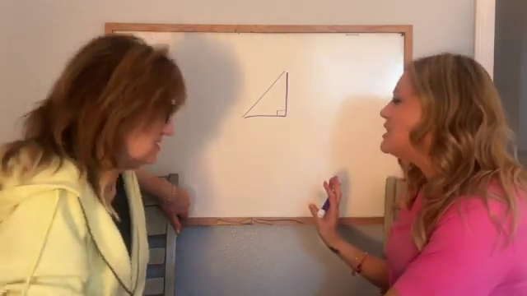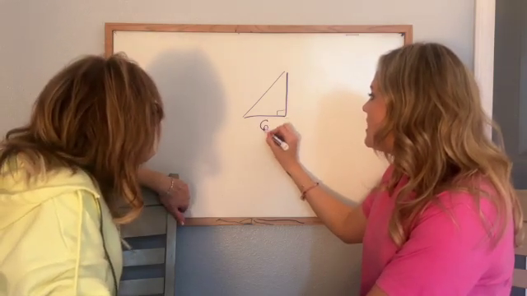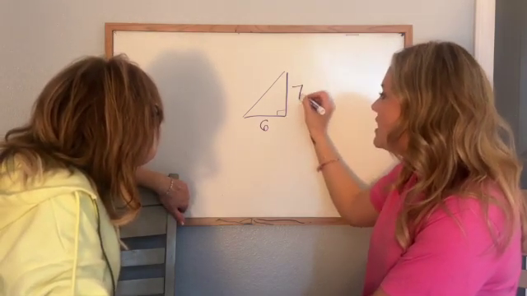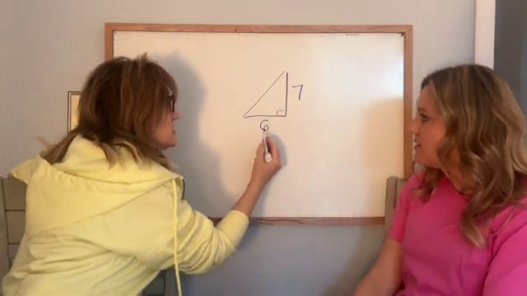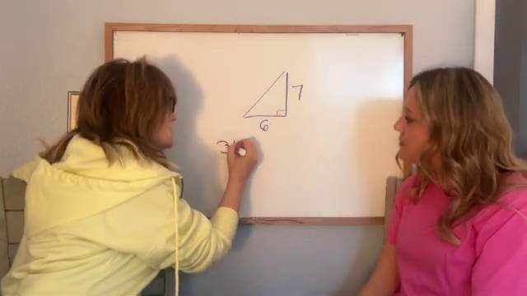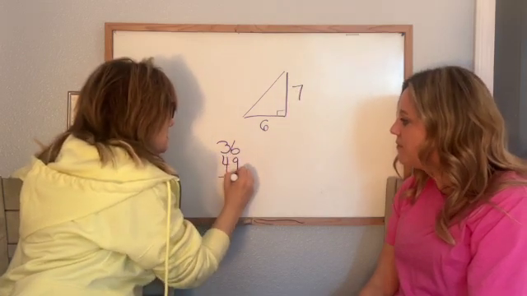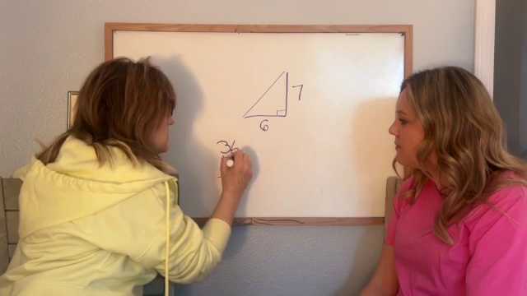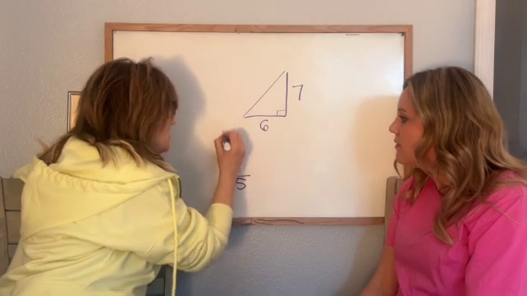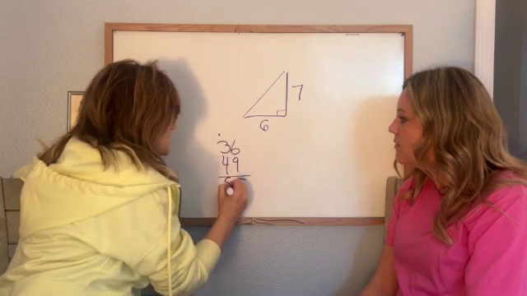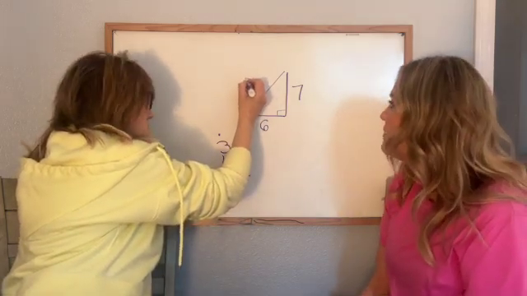Well, we have to show that it doesn't always look like that. Okay, so let's pretend this is 6, and let's pretend this is 7, and you're going to find that. So 6 times 6 is 36, so we do 36. 7 times 7 is 49, so we do 49. Then we add, and we go 85 here.